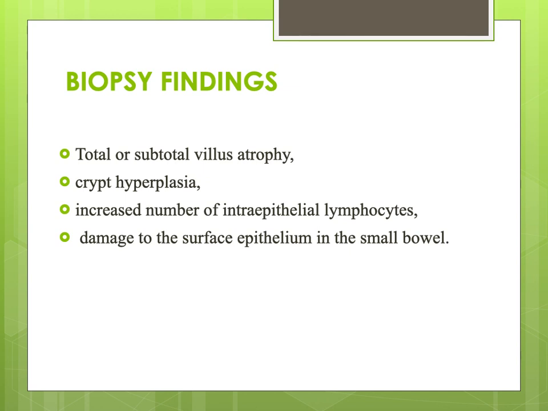Although the diagnosis of celiac disease is strongly suggested by positive serologic test, confirmation of the diagnosis depends on the demonstration of mucosal changes on a small intestinal biopsy, which is performed endoscopically. This should be followed by resolution of symptoms and catch-up growth upon gluten withdrawal. The biopsy finding in celiac disease will usually be total or subtotal villus atrophy, crypt hyperplasia, increased number of intraepithelial lymphocytes, and lastly, damage to the surface epithelium in the small intestine.